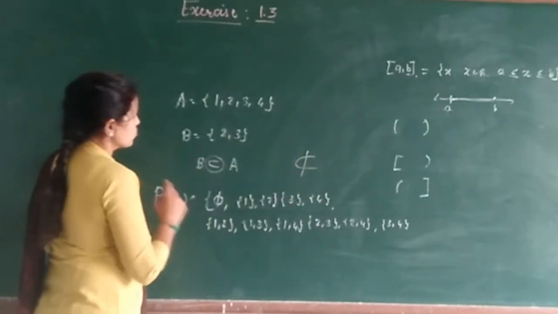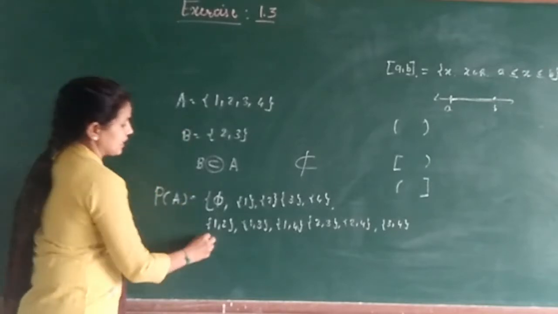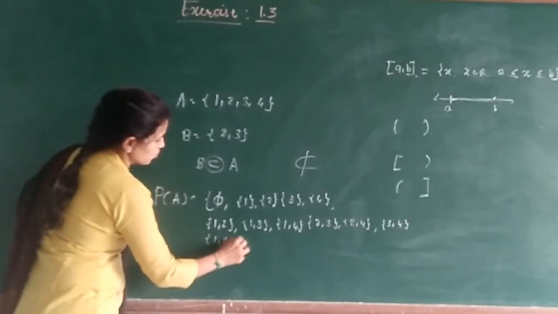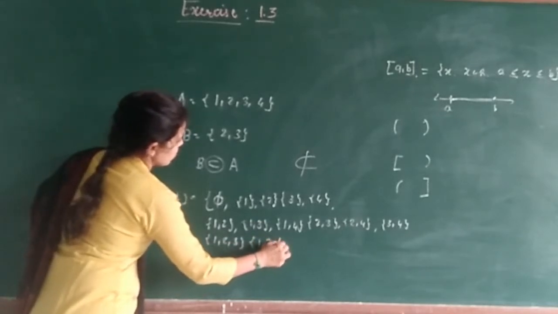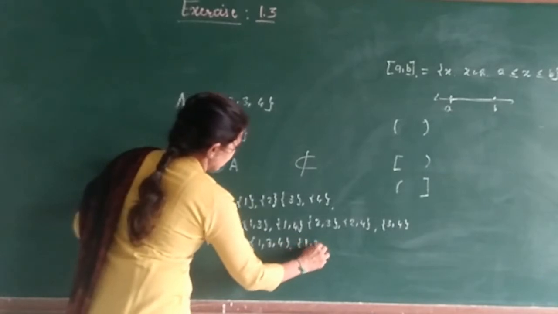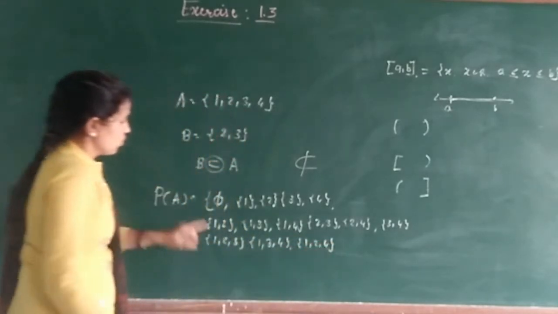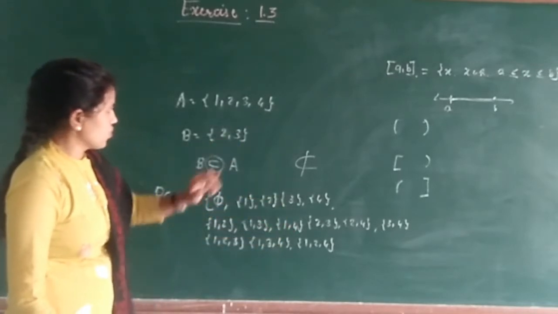Now write down all the triples. That means set 3 elements together one by one. So 1 2 3, right? Then with 1, 1 3 4. Then is there any 1 2 and 4, right? 1 2 3, 1 3 4, 1 2 4.